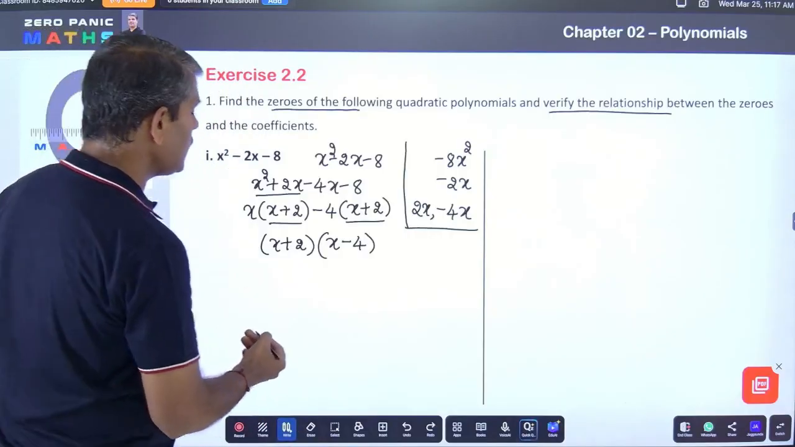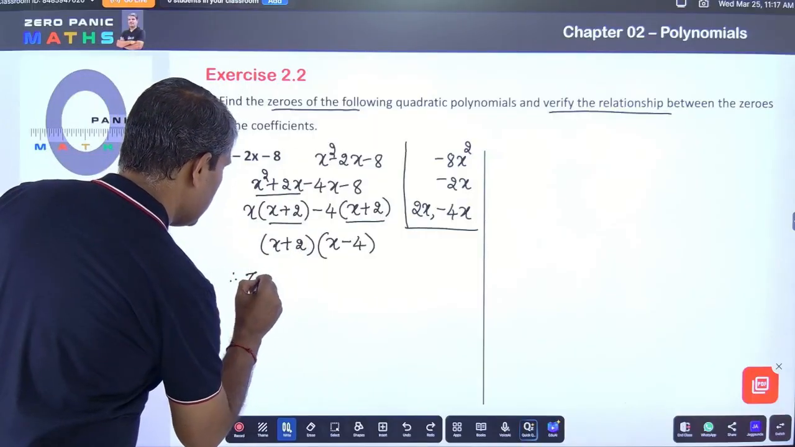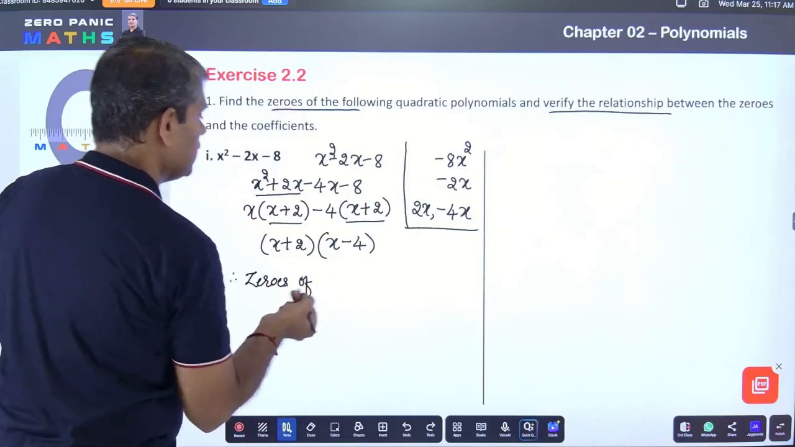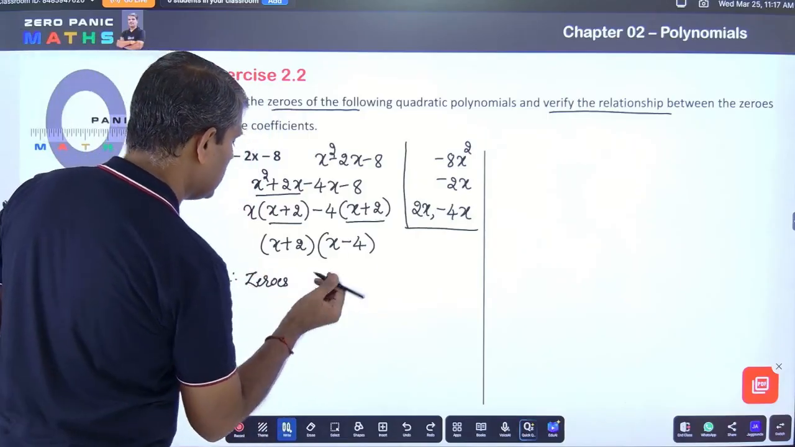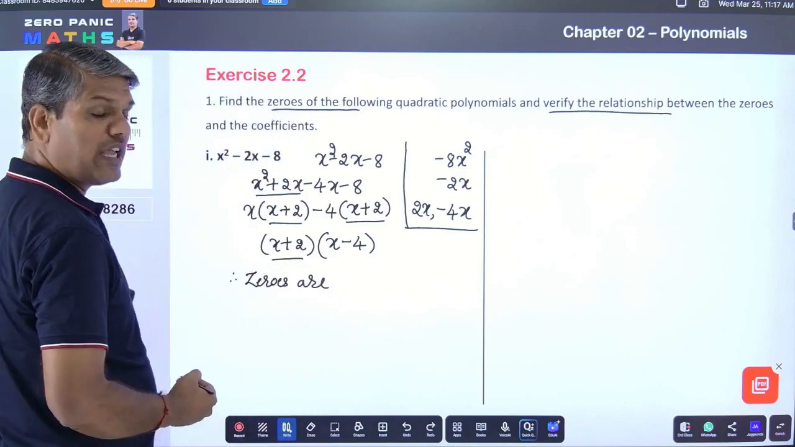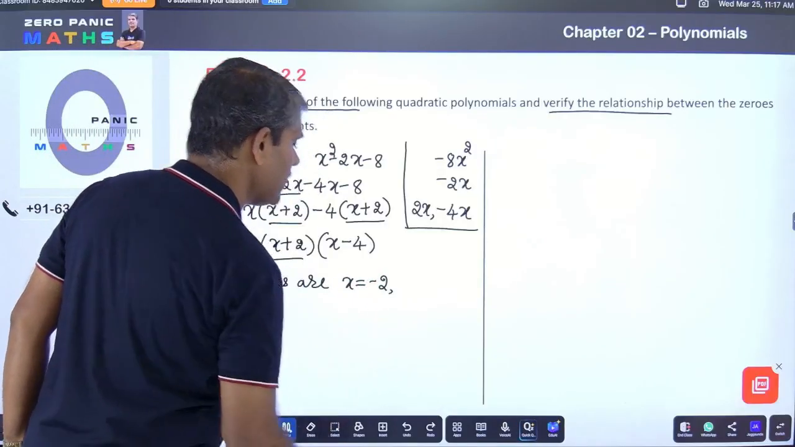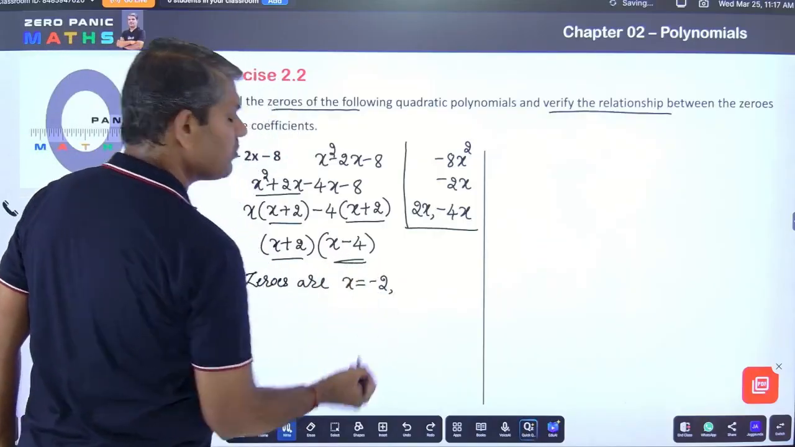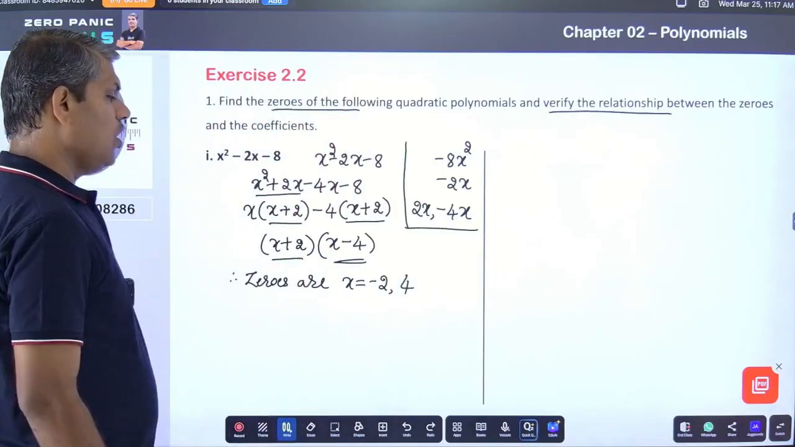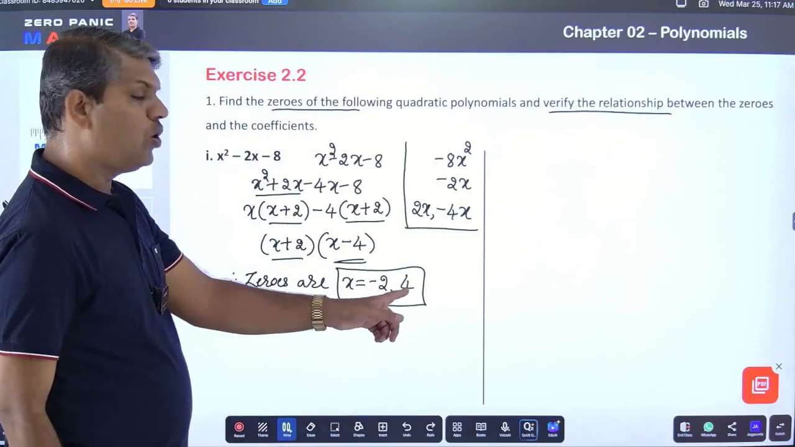So what are the zeros of this polynomial? Zeros are, if you equate x plus 2 equal to 0, that will give x is equal to minus 2, and if I equate x minus 4 equal to 0, that will give me x is equal to 4. So what are the two zeros of the given polynomial? They are minus 2 and 4.